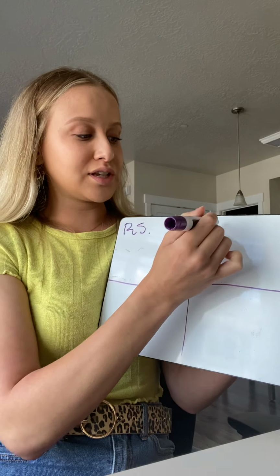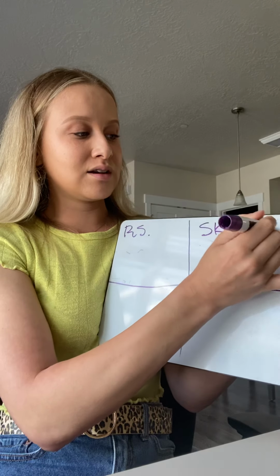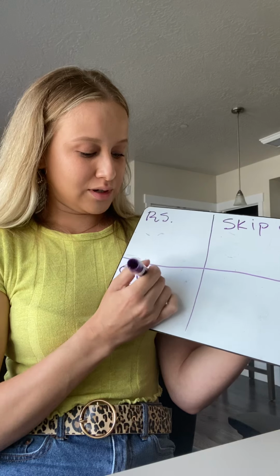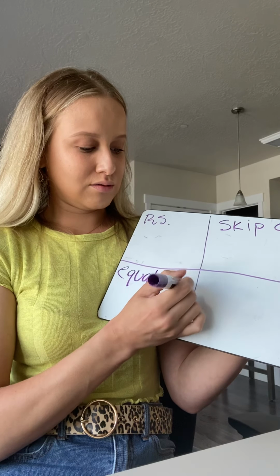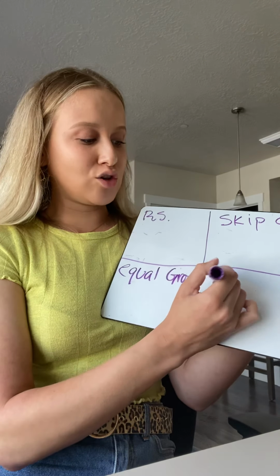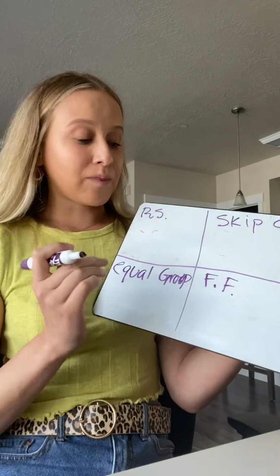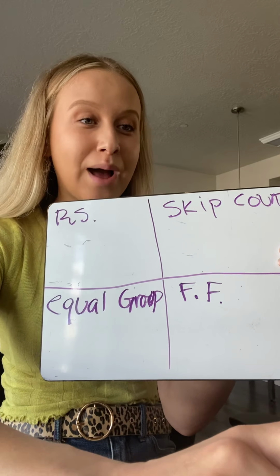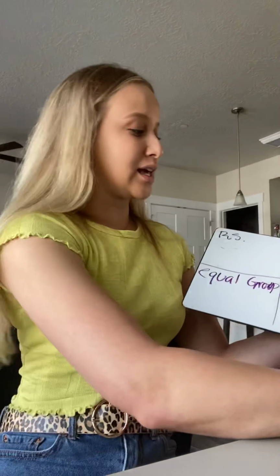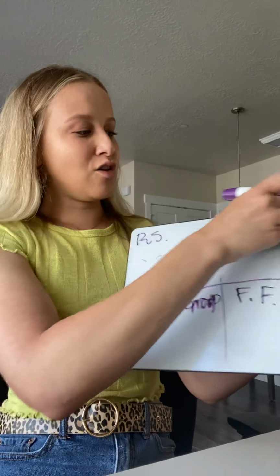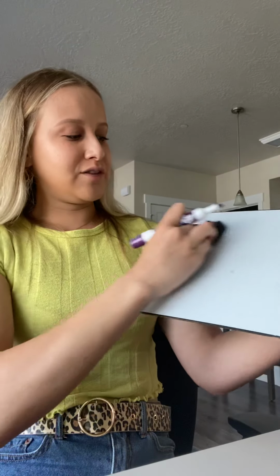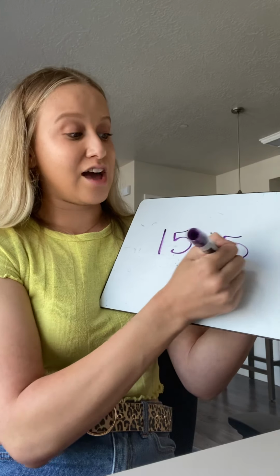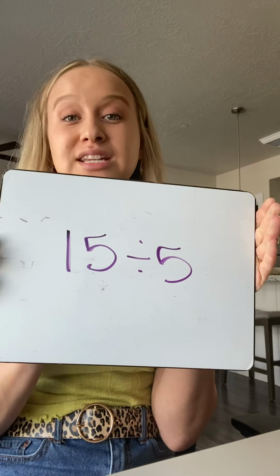Over here, you will use skip counting. Down here, you will use equal groups. And over here, you will use fact families. And are you wondering and curious about what your problem is? You will be solving the division problem 15 divided by 5 using all 4 strategies.